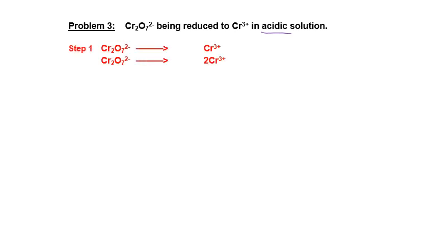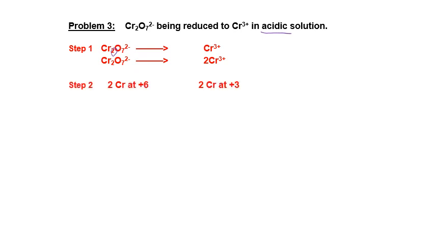Okay, so the first step is going to be making sure you have the same number of species undergoing oxidation or reduction on both sides. So it's going to be the chromium that's going to be reduced. On this side, of course, due to this little subscript 2 here, on the left-hand side you have 2 chromium, therefore you've got to have 2 chromium 3+ on the right-hand side.